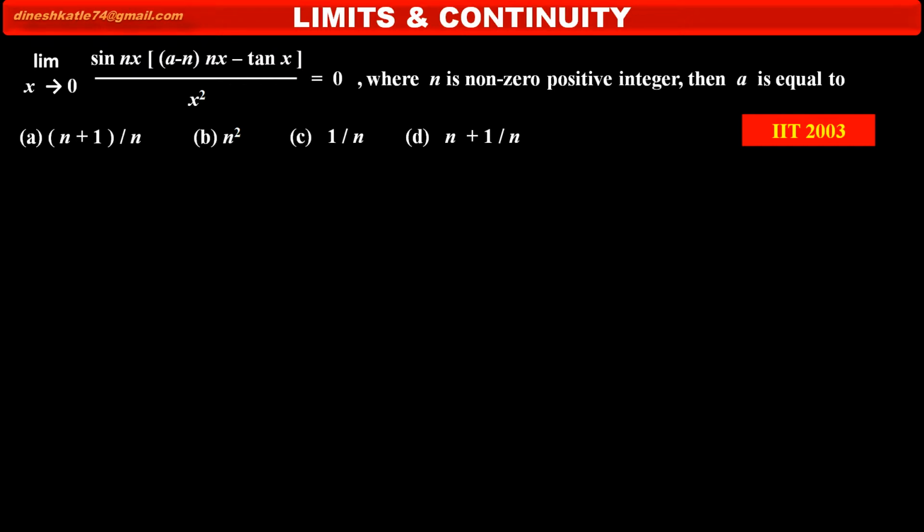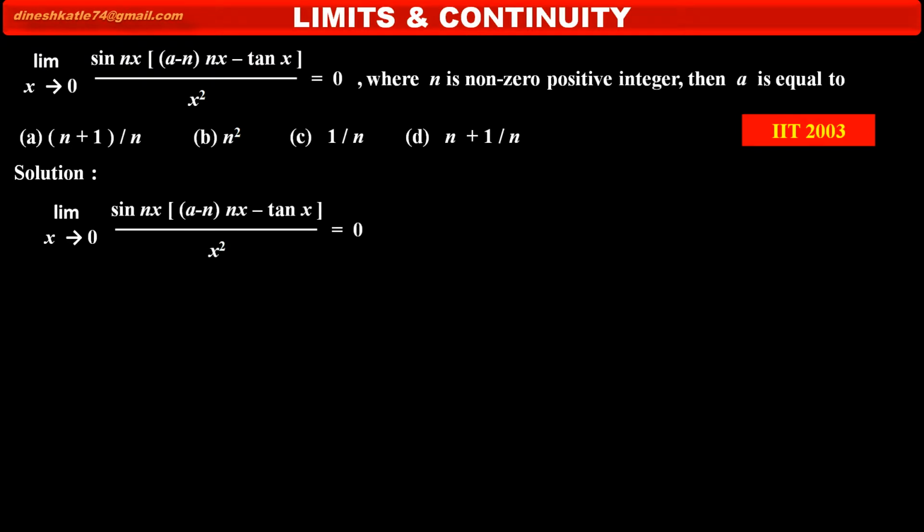Four options are given. First one, a is n plus 1 upon n, b is n square, c is 1 upon n, and d is n plus 1 upon n. We have to solve this problem and find which is the perfect option here. See, the solution. First we have to write the given sum as it is.